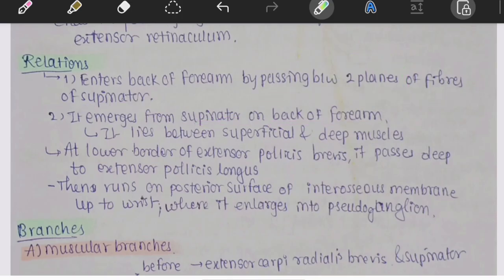It lies between the superficial and deep muscles at the lower border of extensor pollicis brevis. It passes deep to the extensor pollicis longus. Then it runs on the posterior surface of the interosseous membrane up to the wrist, where it enlarges into the pseudoganglion.